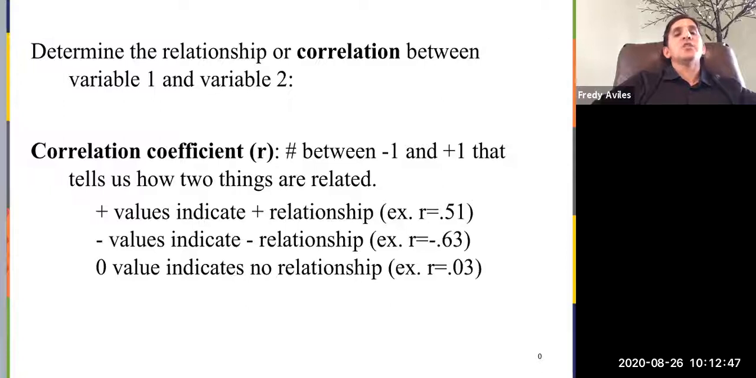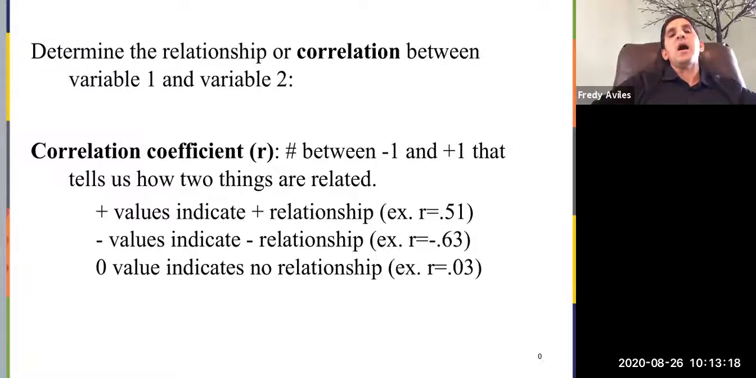Now, in order to determine if there's a correlation, we have to know about something called the correlation coefficient. The correlation coefficient is a number that we abbreviate as R, and that number is between -1 and +1. So R is the correlation coefficient, and it's a number between -1 and +1. And that number tells us how things are related.